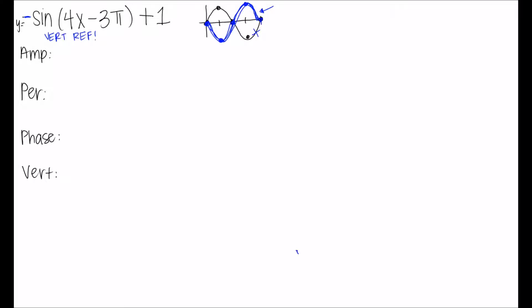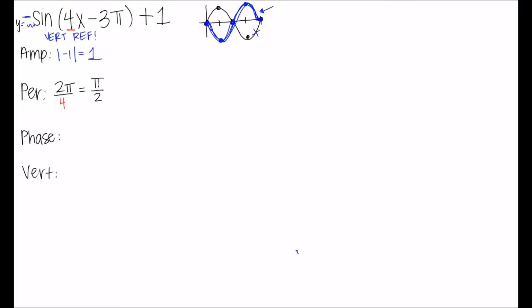All right, so our amplitude is the absolute value of whatever a is. In this case, it's -1, so our amplitude is 1. Okay, next thing is the period. We're going to take our standard period of 2 pi and divide it by the number in front of x, which is 4. 2 pi divided by 4 is pi over 2.